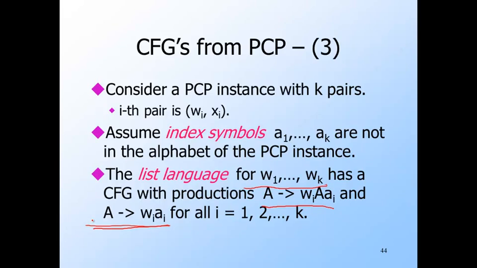For example, here's a derivation. A could derive in one step, let's say, w1 A a1. And then in one more step, we could use, let's say, the terminal production for w2. So we get w1 w2 a2 a1. Notice that the sequence of a's is the reverse of the sequence of w's.